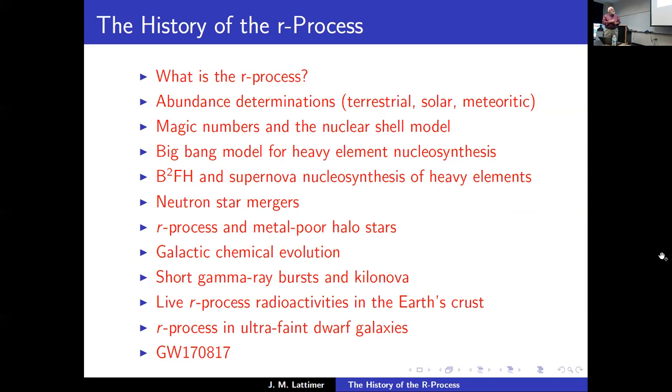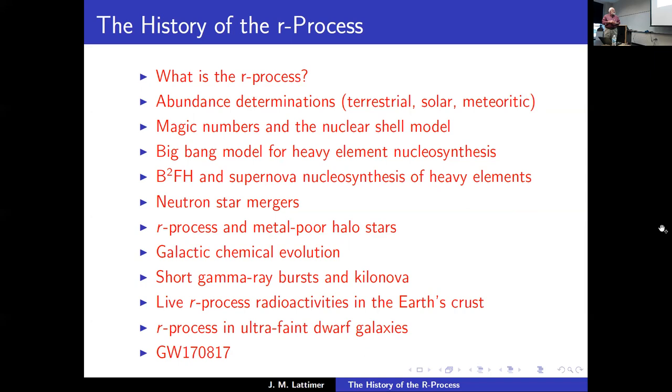And we now have observations of the R process in metal poor halo stars, new ideas about galactic chemical evolution, the connection between mergers possibly and short gamma ray bursts, and a phenomenon known as kilonova appears. There have also been measurements of live radioactivities connected with the R process in the Earth's crust. So there are a lot of observations that have been accumulating over the past few decades that have changed this paradigm from supernovae being the source of the R process to neutron star mergers. And even though neutron star mergers is kind of a crazy idea, it may in fact be correct.